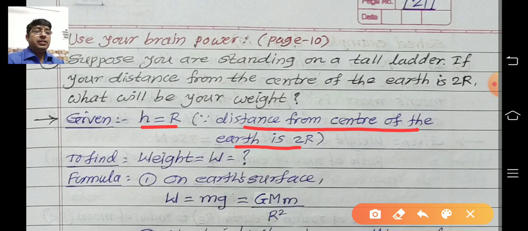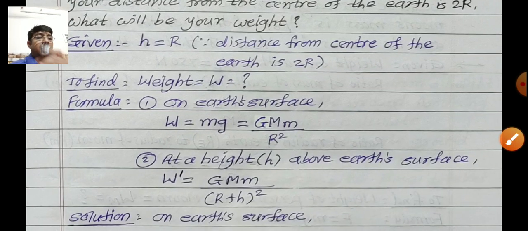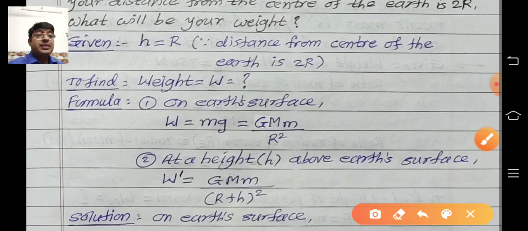What do we find out here? We find out the weight, that is W equal to question mark. We know the formula: on the earth's surface, W, the weight, is equal to the product of mass and acceleration due to gravity. So mass remains the same. What is the formula of small g? That is GM upon r square. So we are getting the formula of weight here. Weight means nothing but this formula.